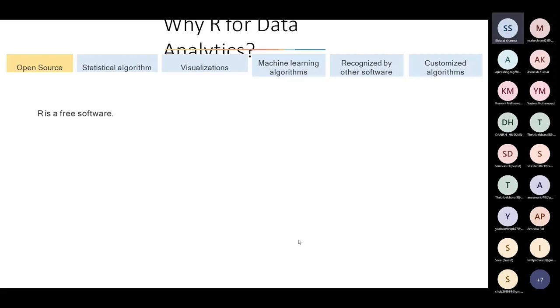Let's move ahead. After this point, we will see why R for data analytics, how to download it, and we will start downloading this. It will take hardly 20 minutes to get the setup of whole R. The very first thing is why it is open source: R is free software, that's why.